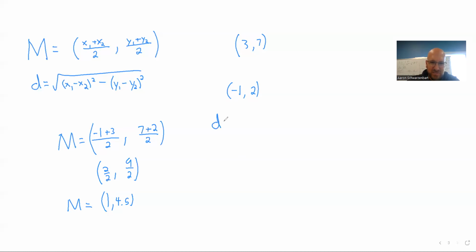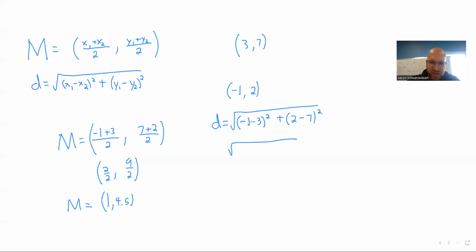My distance, -1 minus 3 squared. Again, with the distance formula. Oh, I messed up. This is supposed to be a plus. Plus in the middle with the distance formula. Y1 is going to be 2. I'm not writing very well. Let me fix that. 2 minus 7 squared.